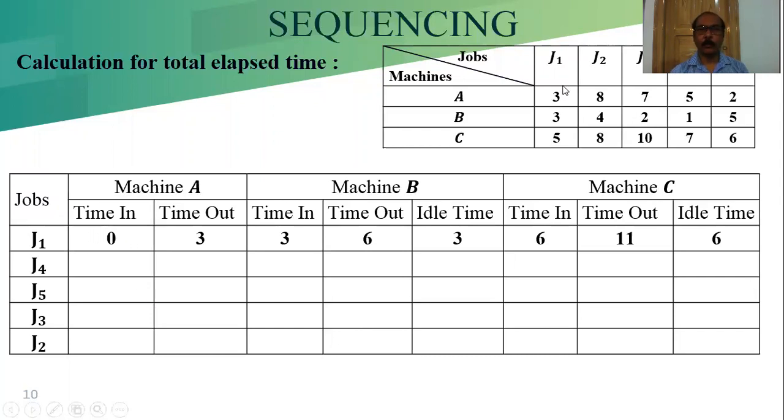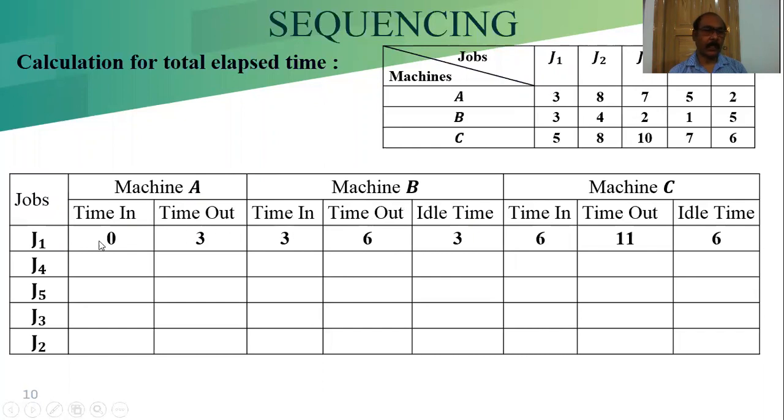Now for job 1, that is the first. When a job starts, that start time is 0. What is the execution time? Time taken to execute on machine A is 3. So 0 plus 3, time out is 3. Now it enters machine B in the 3rd hour. And what is the execution time? 3. So time out is the 6th hour.